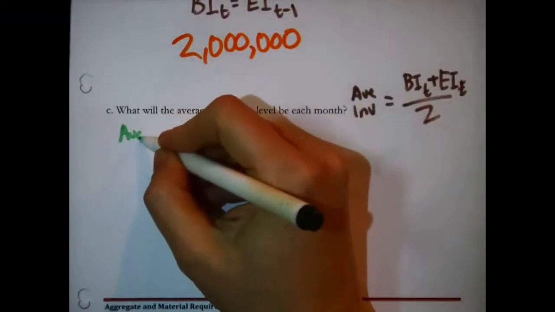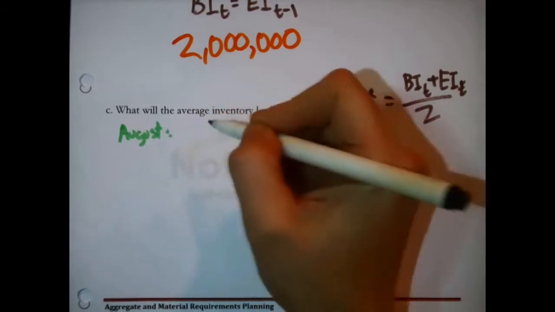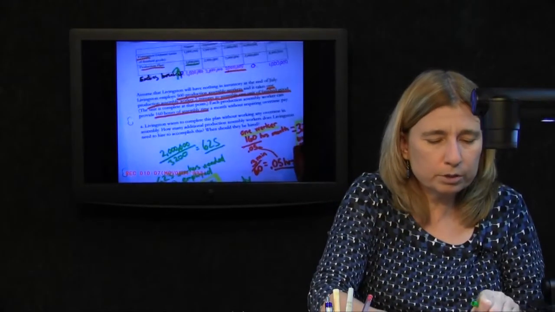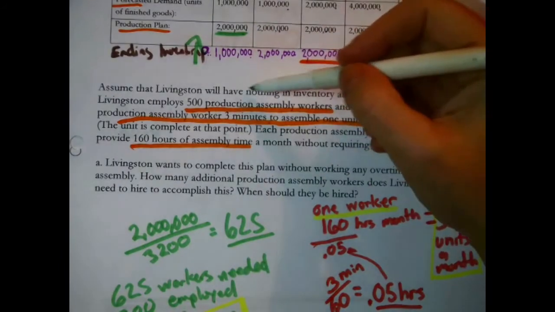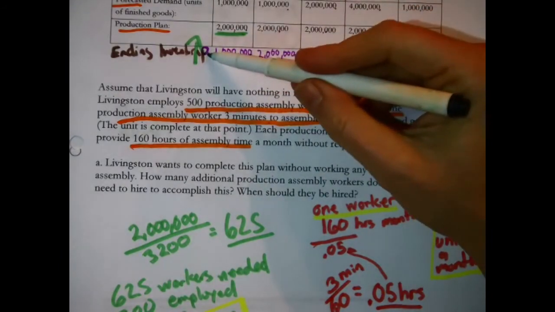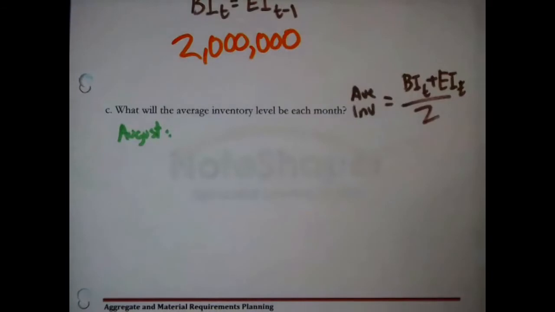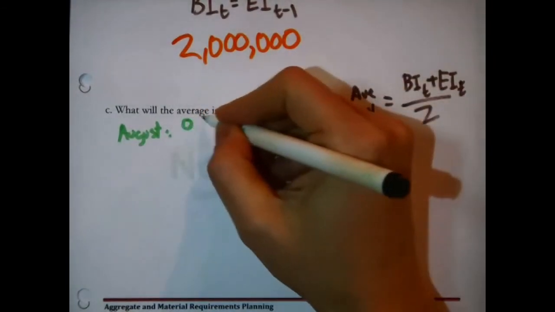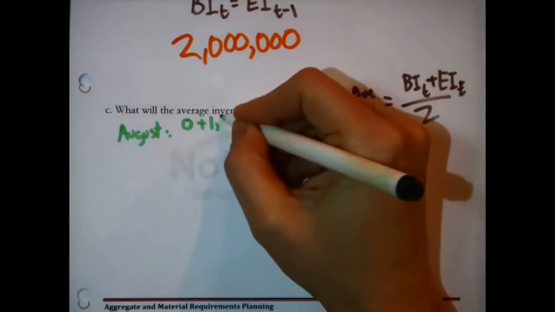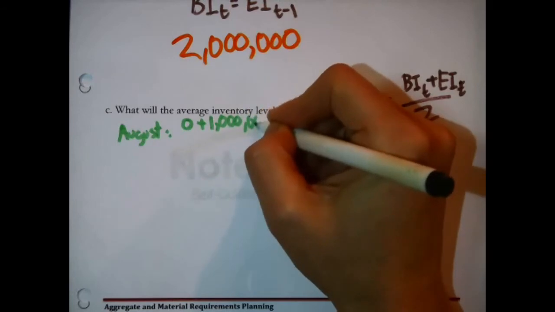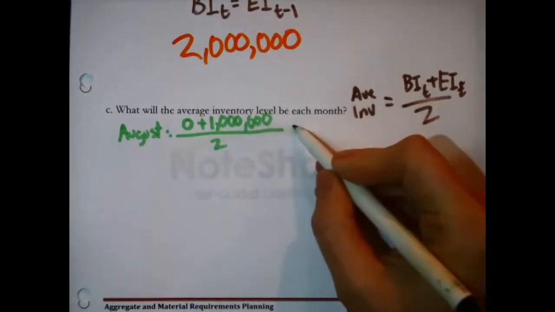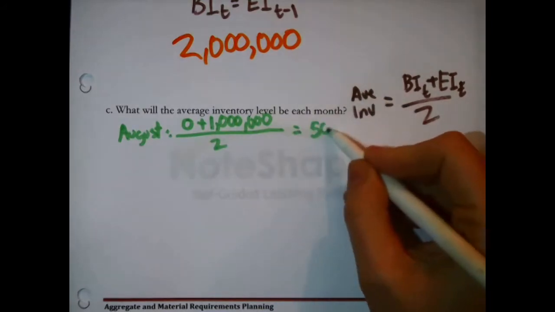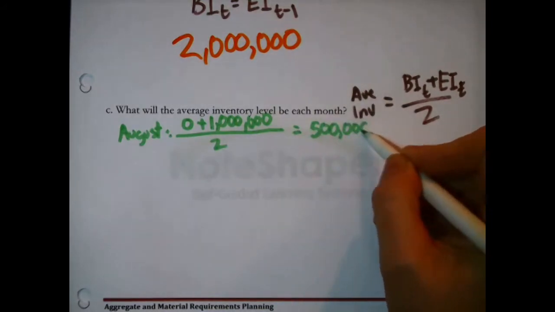August. Okay, beginning inventory, I have to consult the sheet. Beginning inventory in August, they said they don't have anything in inventory. We begin with nothing. We end with 1 million. So technically, the average inventory is 0 plus 1 million divided by 2. August's average inventory is 500,000.